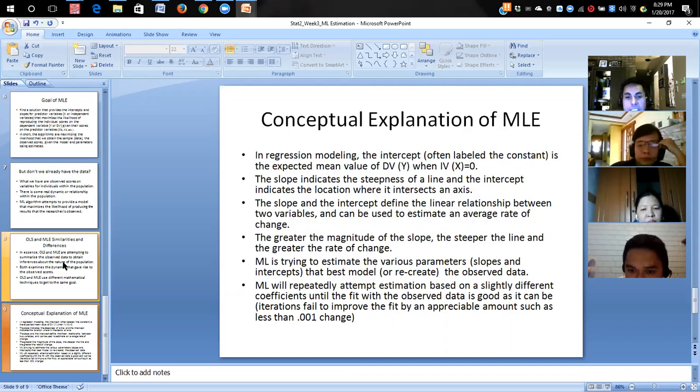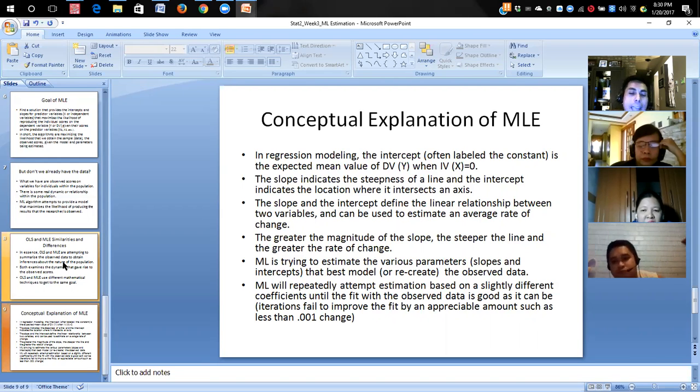Maximum likelihood estimation is trying to estimate the various parameters all the time, which are the slopes and the intercepts, that best model, or best recreate, the observed data. Maximum likelihood will repeatedly attempt estimation based on slightly different coefficients until it fits the observed data as well as it can be. And what does that mean?